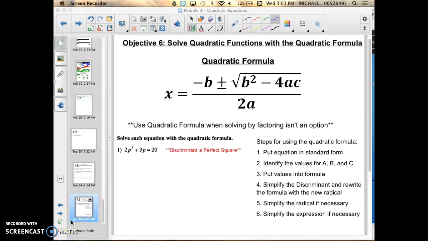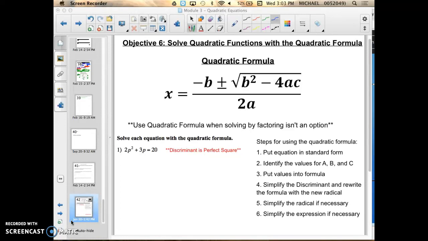Objective 6. Solve quadratic functions with the quadratic formula. Alright, so this objective is the culmination of Module 3. The quadratic formula allows you to solve any quadratic equation that you encounter, whether it be on the test or the EOC. If you don't remember a certain type of factoring strategy like MACAB or finding the GCF, then you can use the quadratic formula.